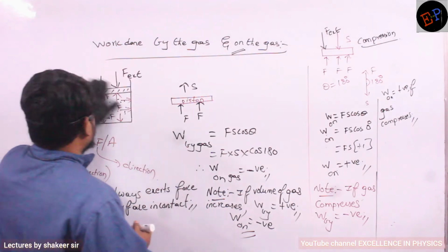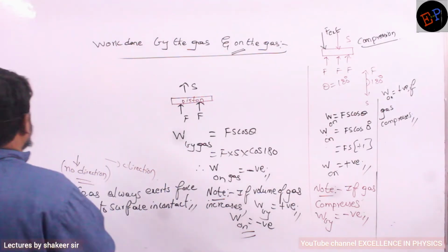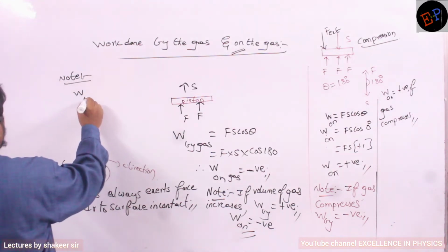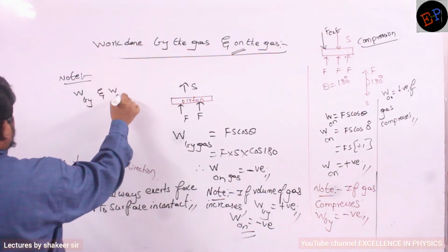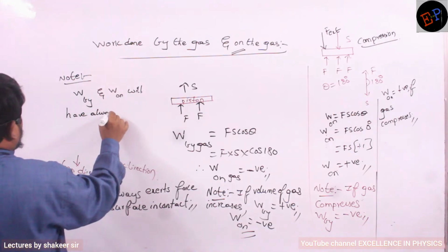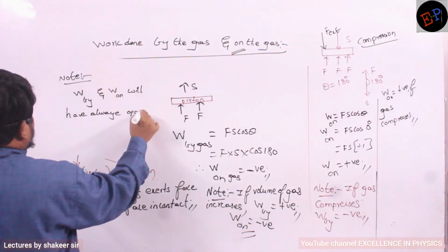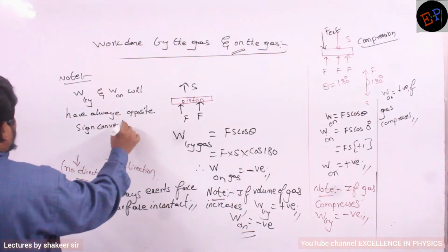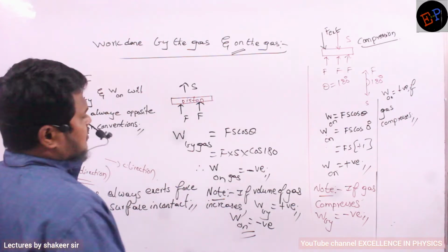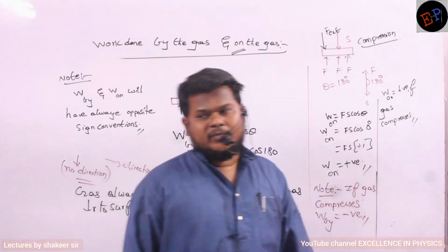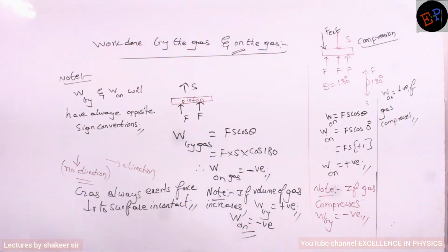Okay, so what is the note point I can write? Note point is that work done by the gas and work done on the gas will always have opposite sign conventions. Always they will have opposite sign conventions. If work done by the gas is positive, on the gas will be negative. That's it. Okay? Make a note.